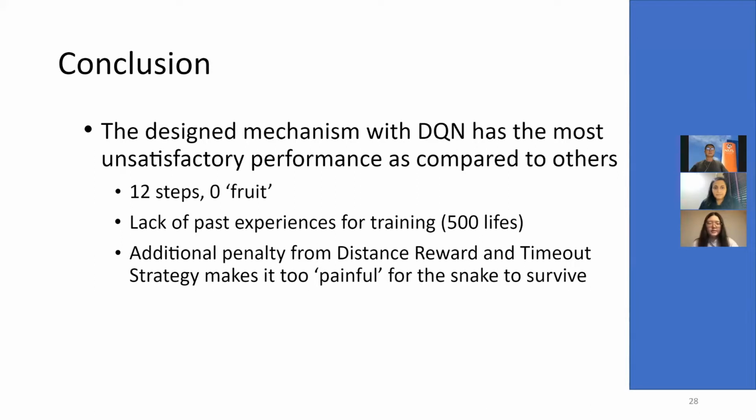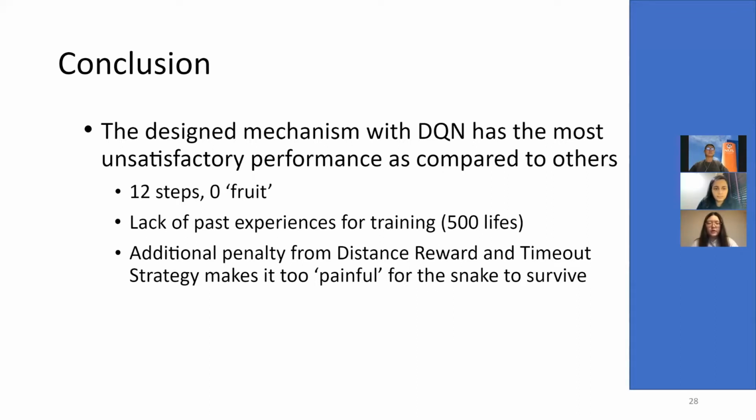Thanks. So from the result, we can see that the designed DQN mechanism does not help the performance at all. On the contrary, it has the most unsatisfactory performance as compared to the other models. Why is that so? After some analysis, I concluded the following possible reasons.